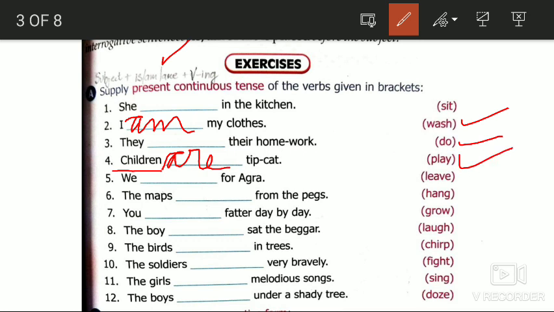You can continue like that. If it is singular, you will use is. If it is plural, you will use are. And in the verb, you will add ing. Complete till number 12.